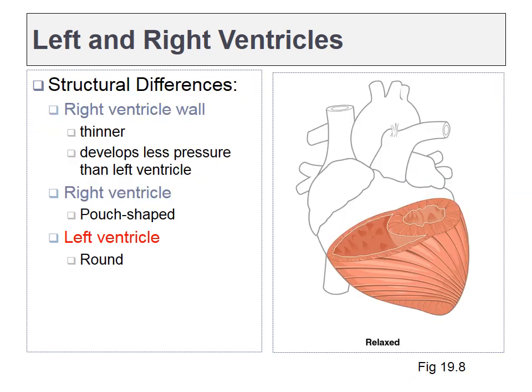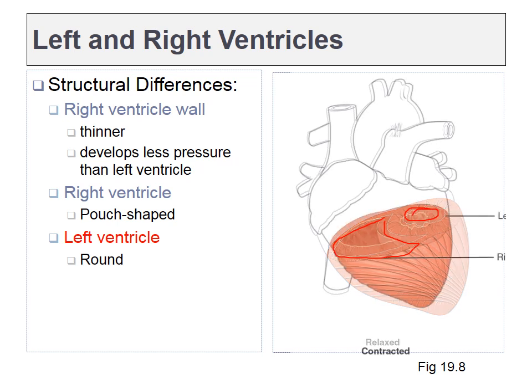The left and right ventricles, therefore, are the same size, but they are different shapes. For instance, the right ventricle is more pouch-shaped, whereas the left ventricle is rounder. When these ventricles contract, they do not contract completely. There is still some space inside the ventricles after the heart has contracted. This will be important when we get to the equations at the end of the lecture.